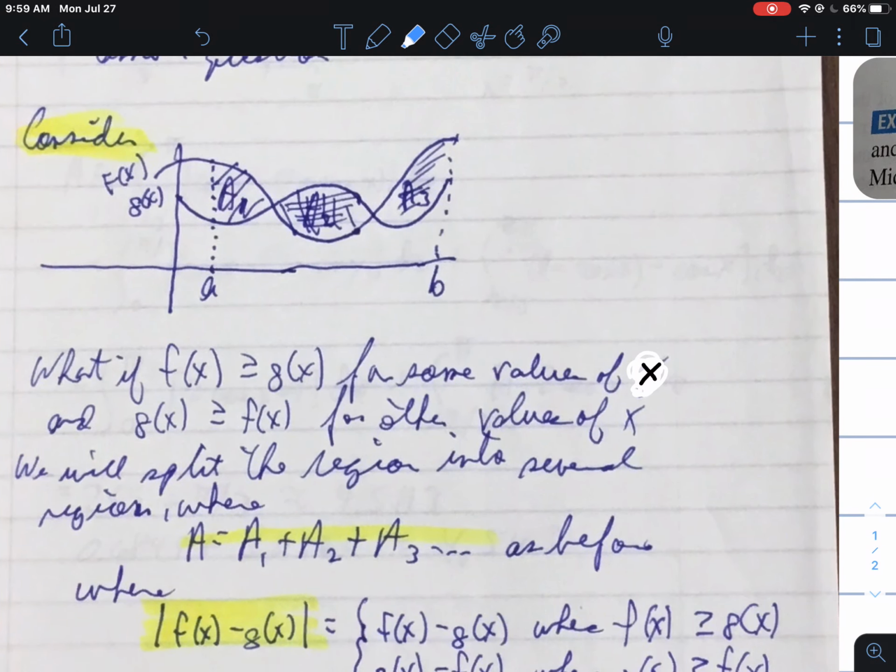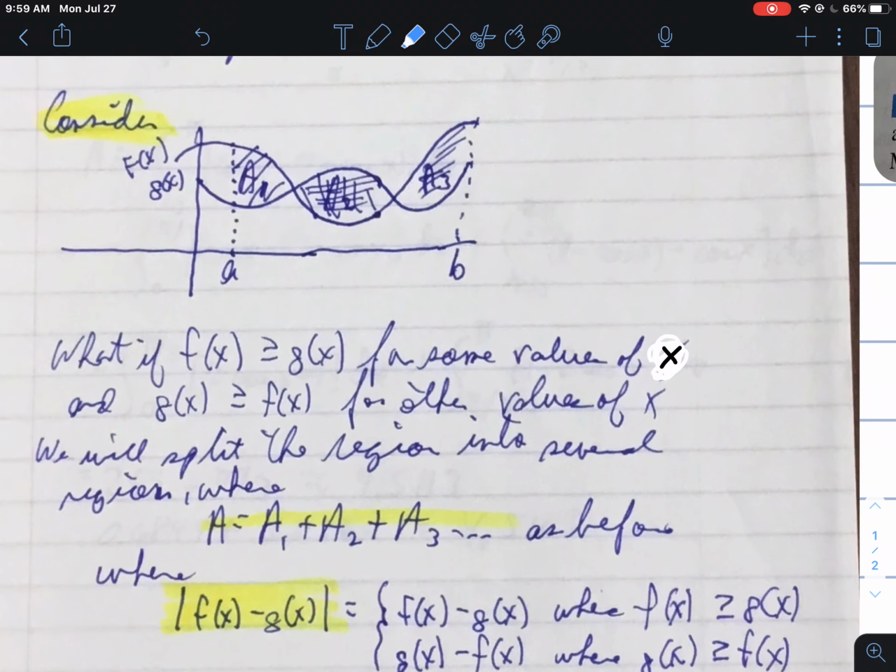All right, so here's our next logical progression. This is kind of what I was alluding to at the beginning. So what happens if over our interval from a to b, the functions change their orientation, right?